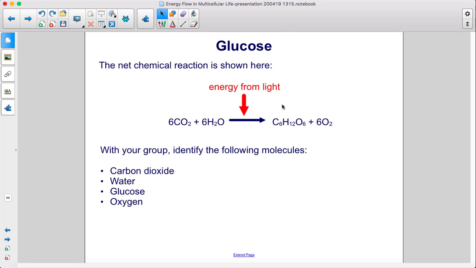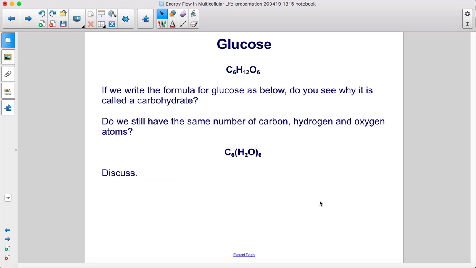The net chemical reaction is shown here. With your group, identify the following molecules: carbon dioxide, water, glucose, and oxygen. If we write the formula for glucose as below, do you see why it is called a carbohydrate? Do we still have the same number of carbon, hydrogen, and oxygen atoms?